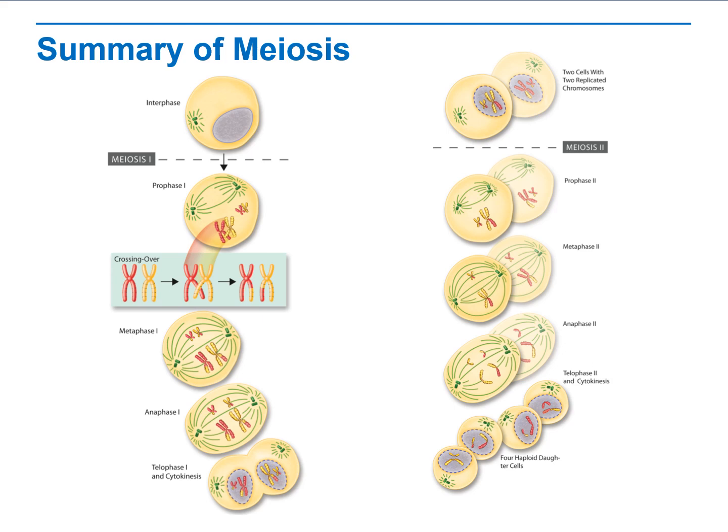Then in telophase 1, the nuclear envelope reforms and spindle fibers disappear. In cytokinesis 1, the cytoplasm and cell divide. They pinch off in the middle. And that results in two cells that are technically haploid. There's one chromosome and two chromatids for each chromosome.